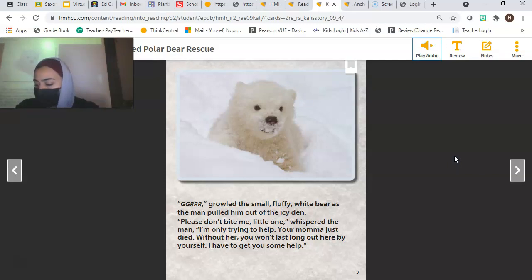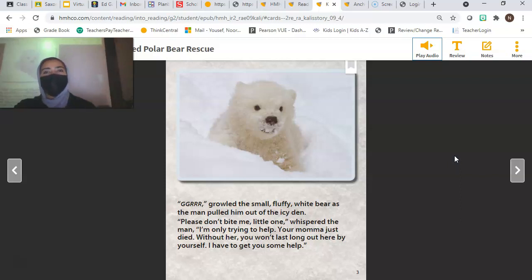Why would a polar bear cub not last long in the wild without its mother? Thank you for raising your hand. Why, Rena? JC? It needs to eat. What else? Yes, Jasmine? It needs to be safe. It needs to be protected from predators, right?